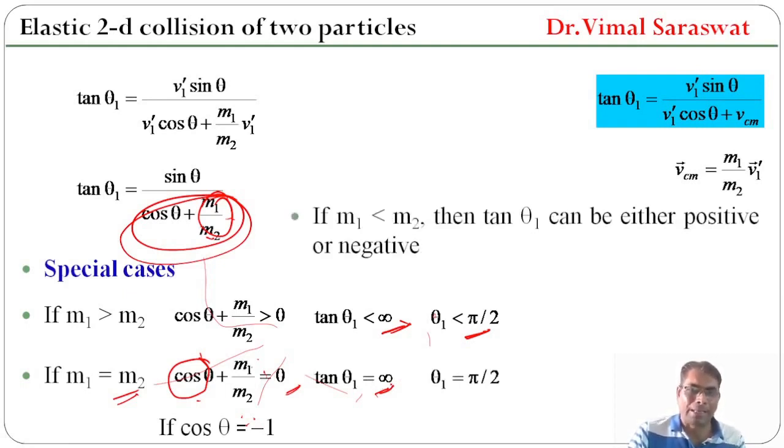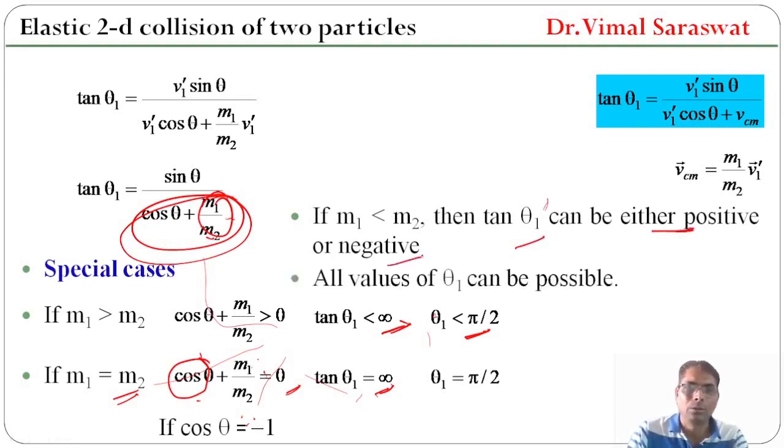If m1 is less than m2, then tan theta 1 can be either positive or negative, and therefore all values of theta 1 are possible in this case.